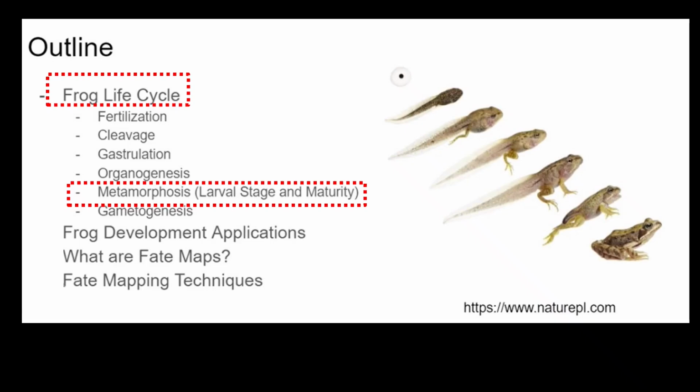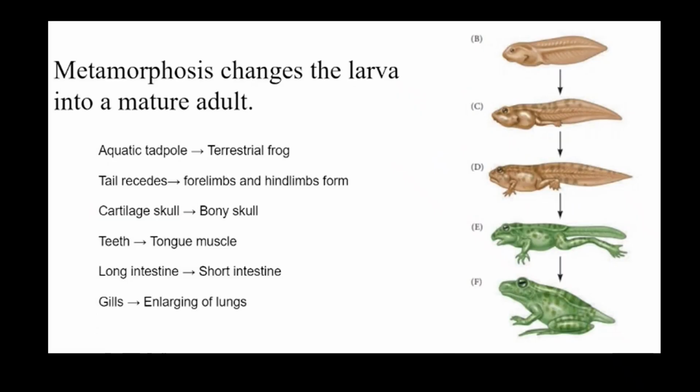I'm not going to talk a lot about the metamorphosis, just to tell you some of the major changes that are happening. The metamorphosis is the change from the larva into the mature adult, and these are some of the key components. Here you see in A an aquatic tadpole, and here a terrestrial frog. They have tails, and you can see that the tail starts disappearing until it's completely gone. The skull is soft and made of cartilage, while in the terrestrial frog it is a bony skull.